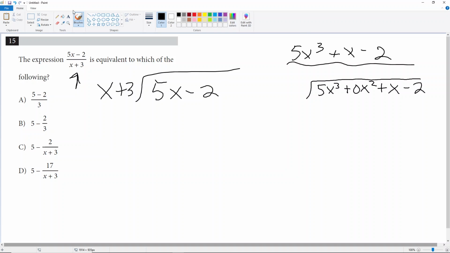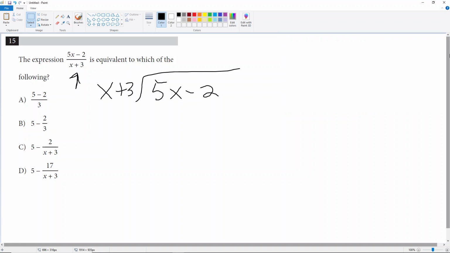Let me delete this because that was just an example. If you look up a video, you can go to Khan Academy and look up polynomial long division or synthetic division. They will make that point. Now we're doing polynomial long division.